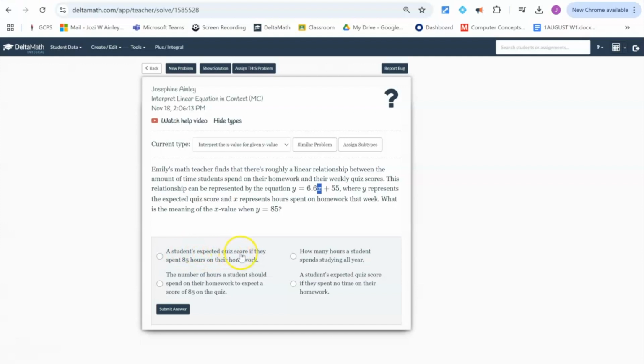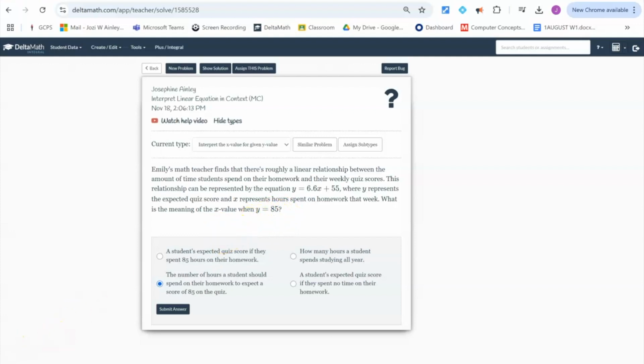A student's expected score if they spent 85 hours. No, this is not hours because y represents the expected quiz score. So that's not it. The number of hours a student should spend on their homework to expect a quiz score of 85. That's exactly it. How many hours a student spent studying all year? Nope. A student's expected quiz score if they spend no time on their homework? Absolutely not. So this is the answer. So with these contextual problems, what you have to do is read through them and then put yourself in that situation to understand what's happening before you answer the question.